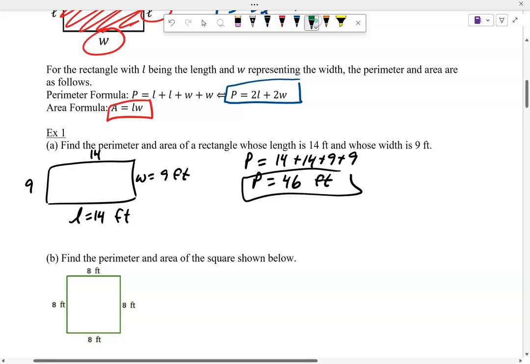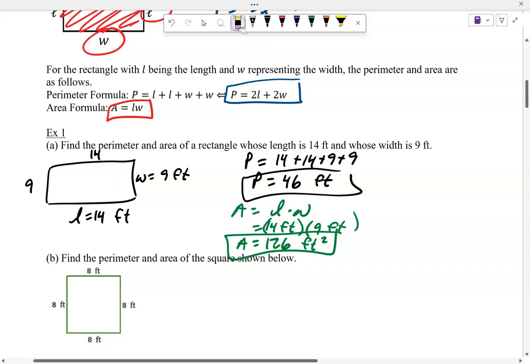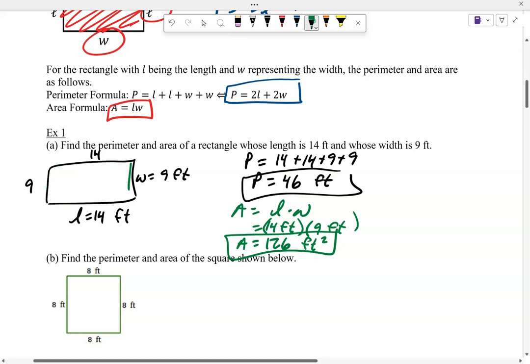Now the area, which is how much paint it would be, is the length times the width. So I have 14 feet times our width here, which is 9 feet. I multiply 14 times 9, and I get 126. Feet times feet is square feet. I didn't draw that to scale, obviously, but you'd have 126 square feet of coverage. I'd need 126 square feet of paint to paint that green.